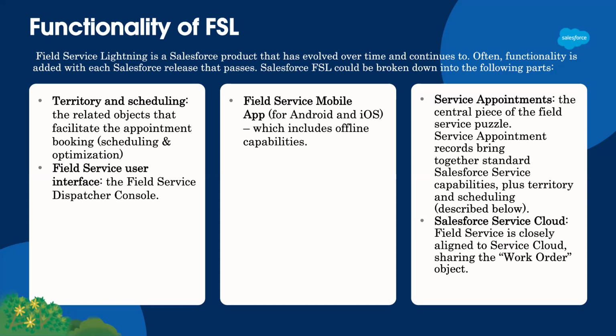And finally, we've got FSL, which is an extension of the Service Cloud and works very closely with it. There's one particular object called the work order, which is shared by the Service Cloud and FSL, and it's the most important one. I spoke about work order generation before, right? Yep, this is the work order object that is shared from Service Cloud to Field Service.